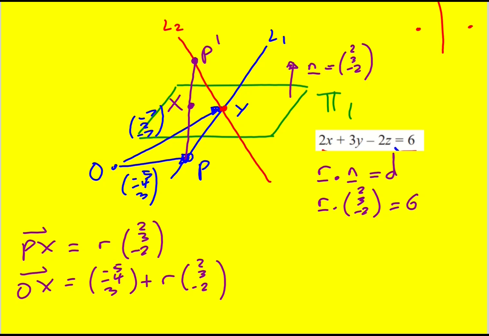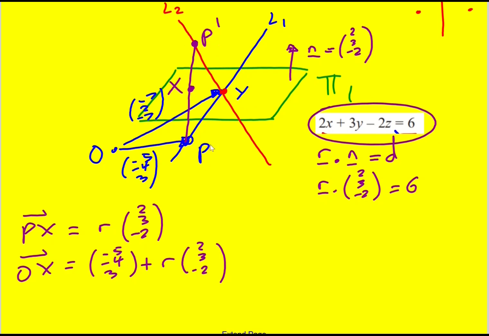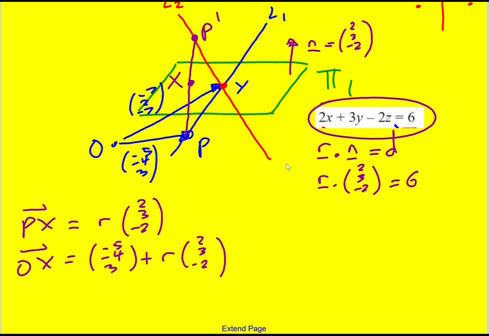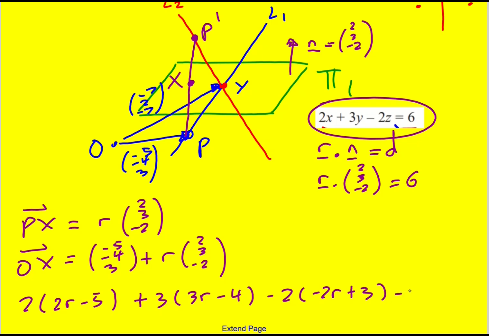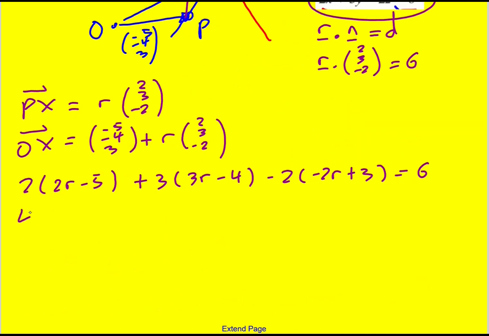And remember, X is actually in the plane, so I can do the same thing that I did before and work out the value of r where X is, essentially. So it's going to become 2 times (2r minus 5), that's my x, plus 3 times (3r minus 4), that's my y, sorry, minus 2 times (minus 2r plus 3), and that is equal to 6. Let's work out the value of r.